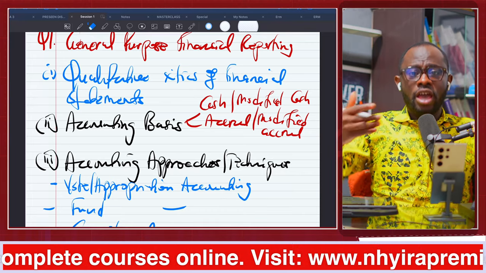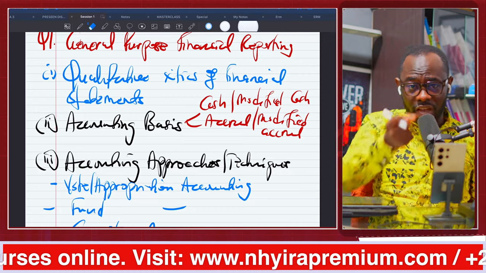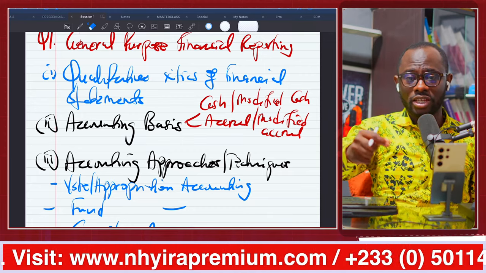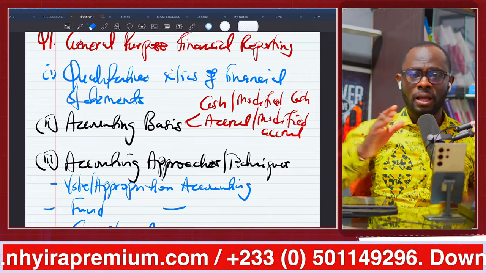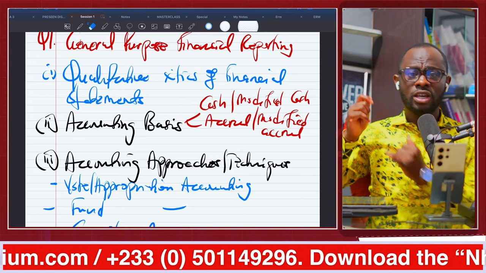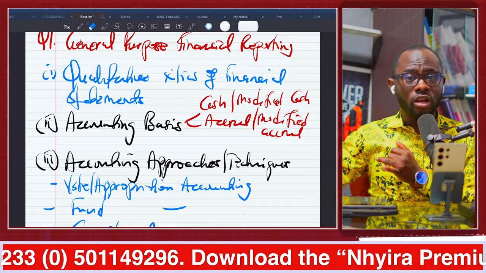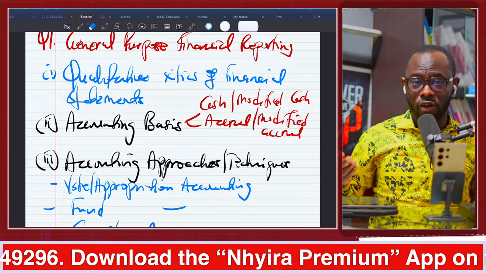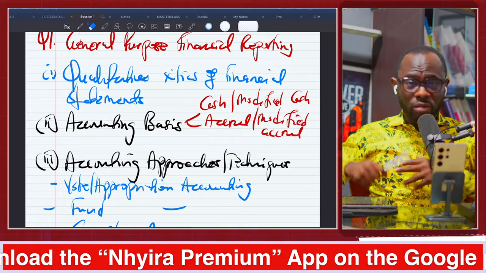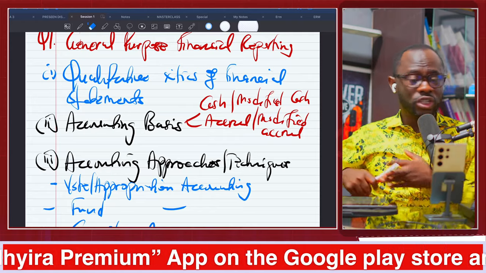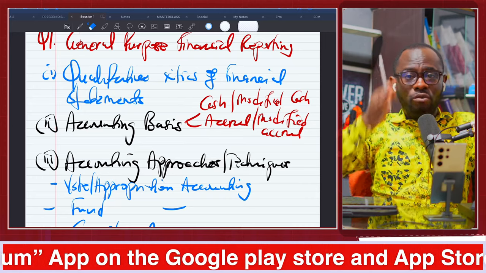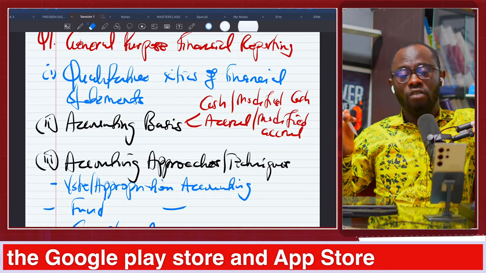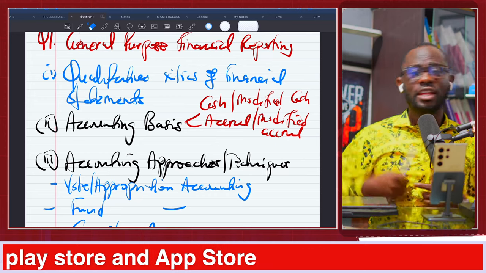Cash basis is where revenue is recognized when cash is received, and expenditure is recognized when cash is paid. Under the cash basis of accounting, capital expenditure will be written off in the statement of financial performance. It means there will be no depreciation charge, no provision for bad debt when we are using the cash basis of accounting.